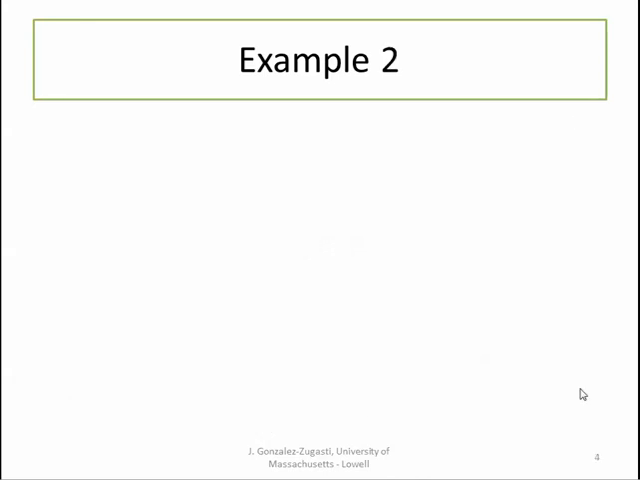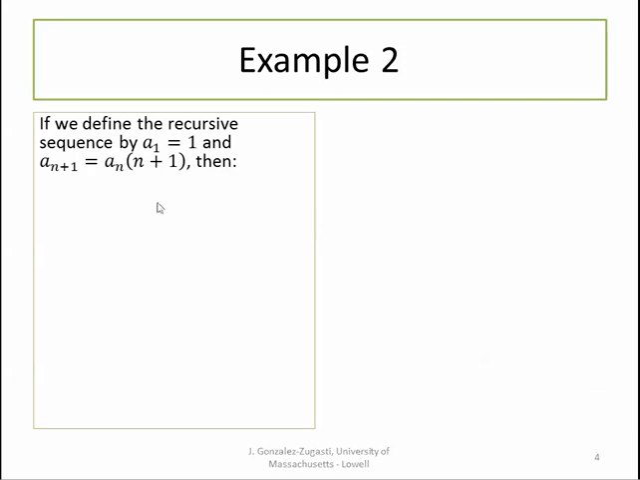Here's another example of a recursive sequence. Let's define it by a sub 1 is equal to 1 and a sub n plus 1 is equal to a sub n, the previous term, times n plus 1. Then here's what we have. We start with a sub 1 is 1. A sub 2 is going to be 1 times 2. A sub 3 is going to be a sub 2 times 3, which is 1 times 2 times 3.